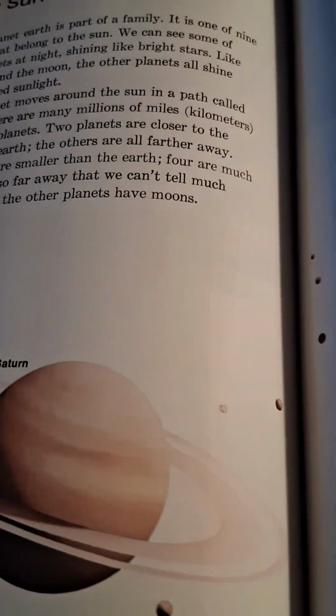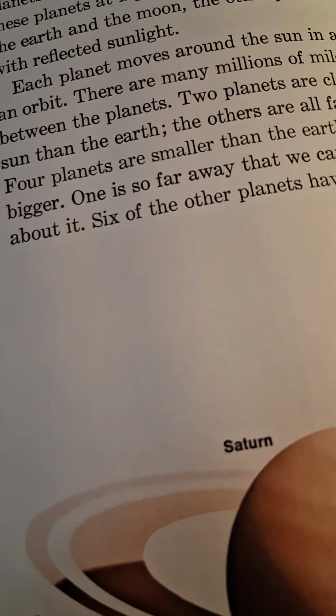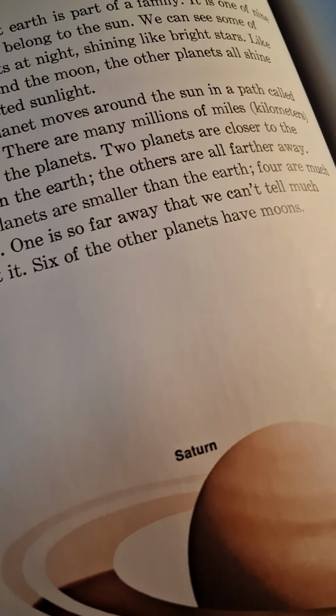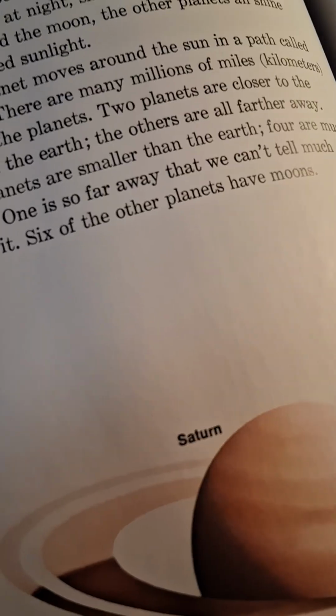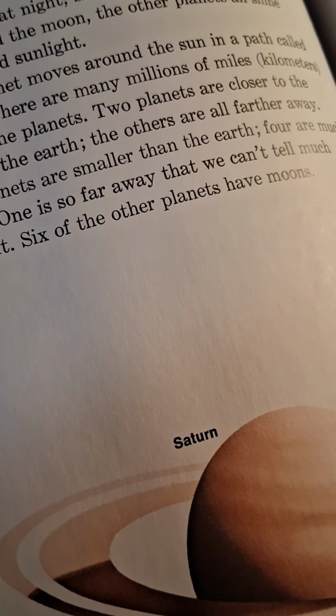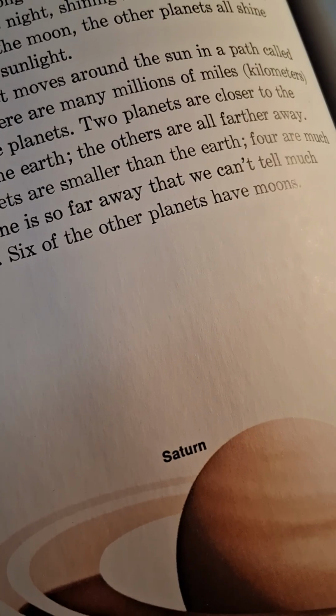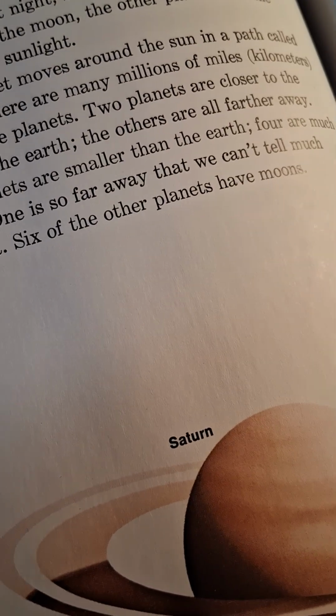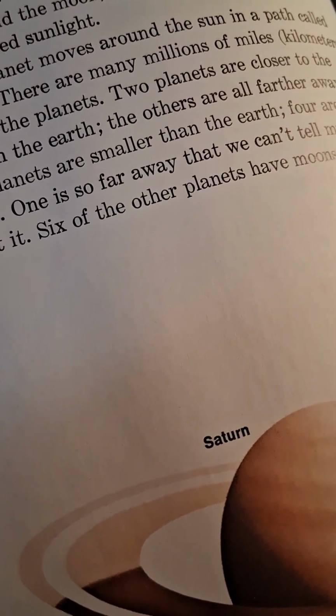The sun's family. The planet Earth is part of a family. It is one of 9 planets that belong to the sun. We can see some of these planets at night, shining like bright stars. Like the Earth and the Moon, the other planets all shine with reflected sunlight.